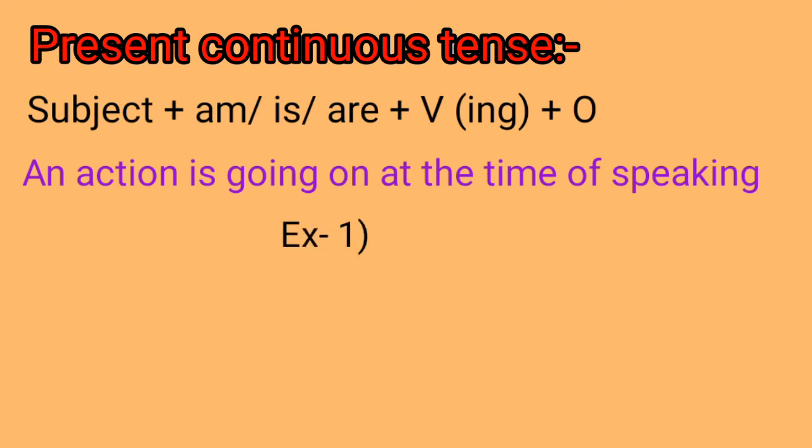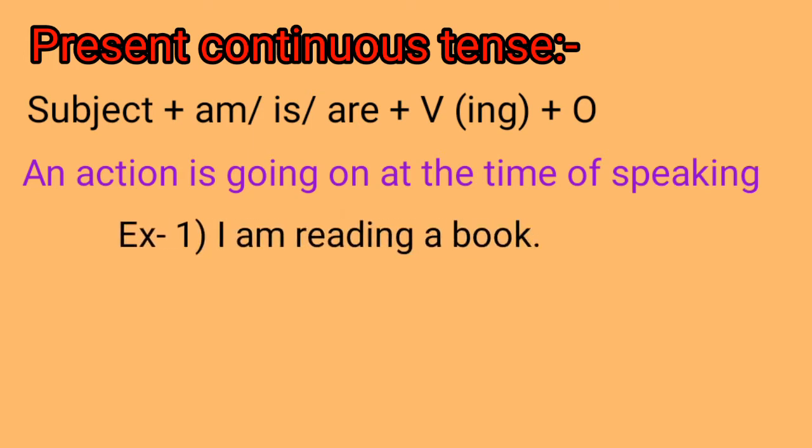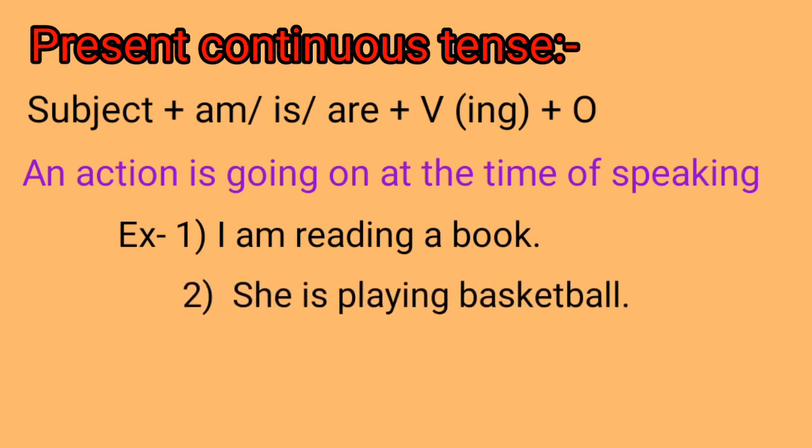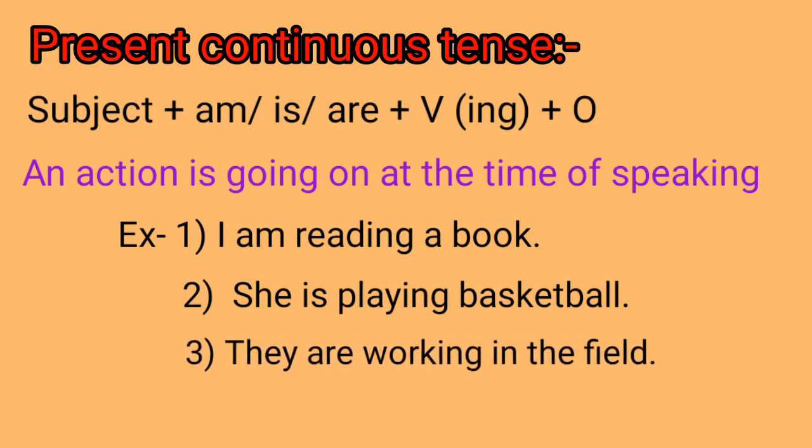First example, I am reading a book. Second example, she is playing basketball. And third example, they are working in the field. Now look at these examples carefully. In the first sentence, after I we use the helping verb am. In the second example, after she we use is because she is a singular subject. Then we use is as a helping verb.